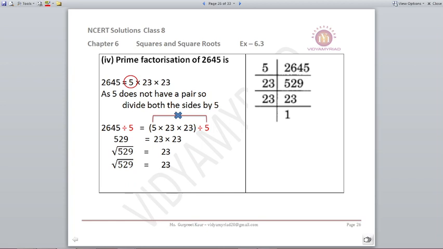2645. Now here 5 is alone but 23 has a pair. So I need to divide by 5 on both the sides. So it becomes 2645 divided by 5, which gives me 529. And on my right hand side I am left with only 23 into 23. So the square root of 529 is 23.